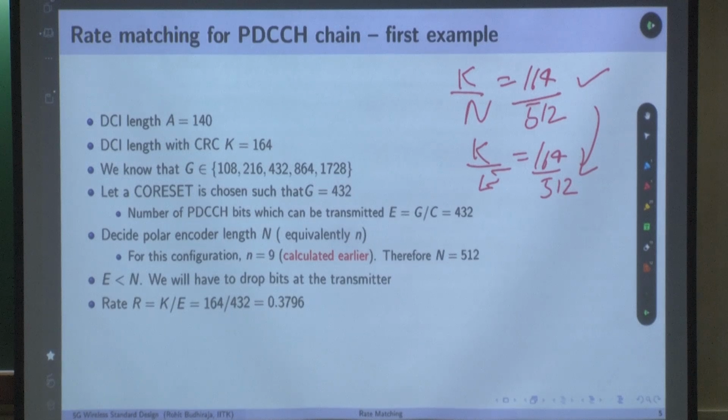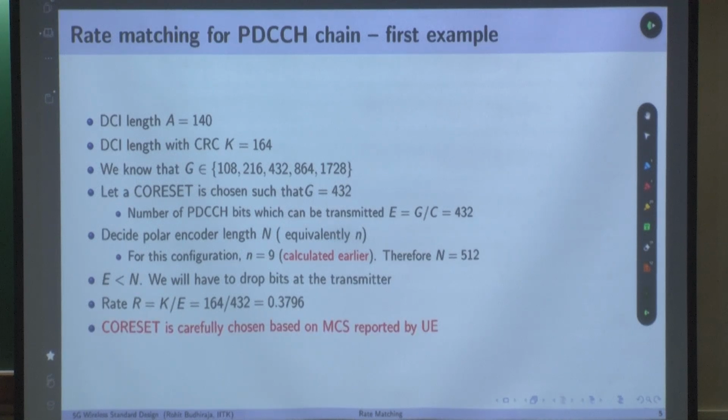Another way of looking at it is basically the same thing: E is less than n. You are generating n bits, but you are allowed to transmit only E bits. What will happen? The rate matcher will have to drop a certain number of bits, and that's what I am going to show you. But what is happening here?